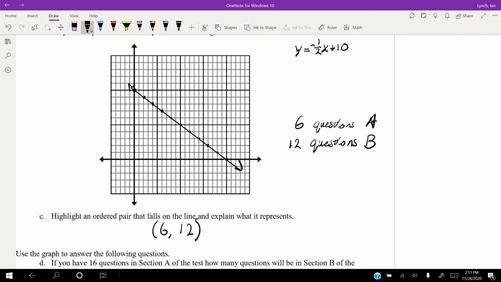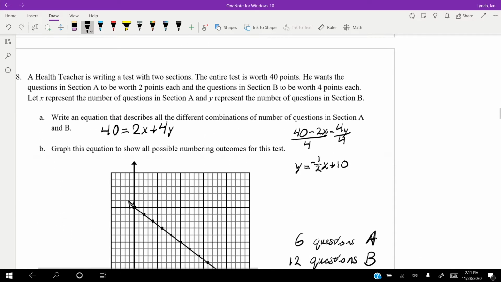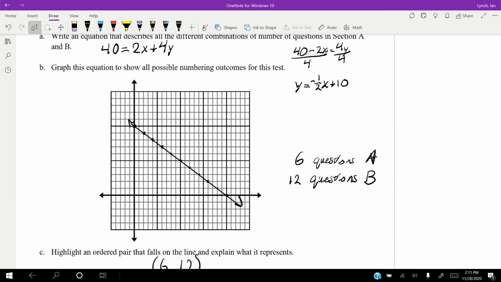Right? We need to check that this adds up. It needs to add up to 40, doesn't it? 2x plus 4y. Did I do this right? Yeah, I did it right. Oh, that's not 12.